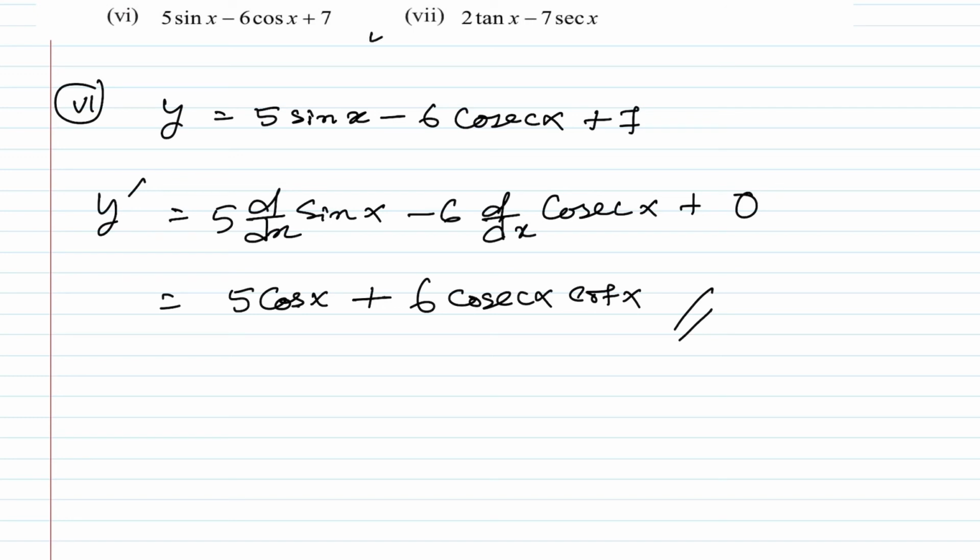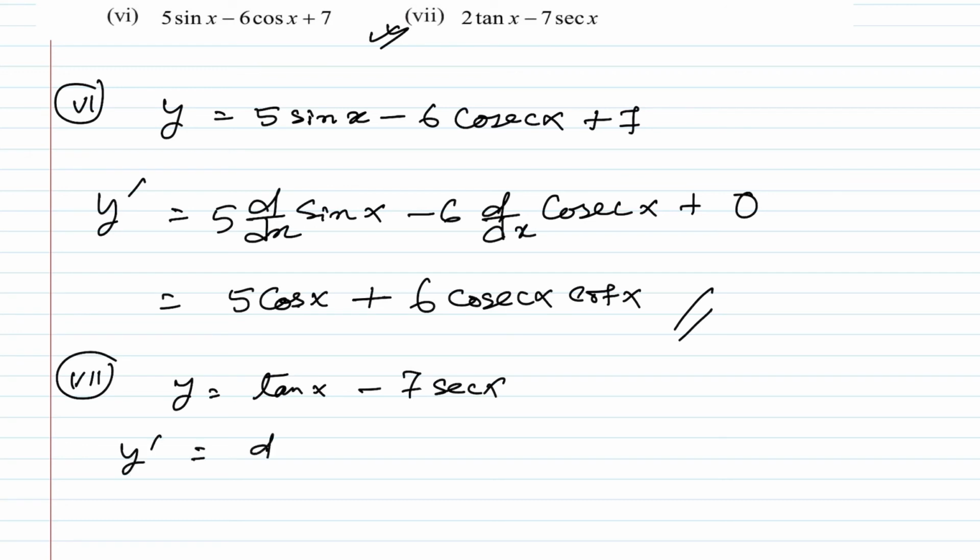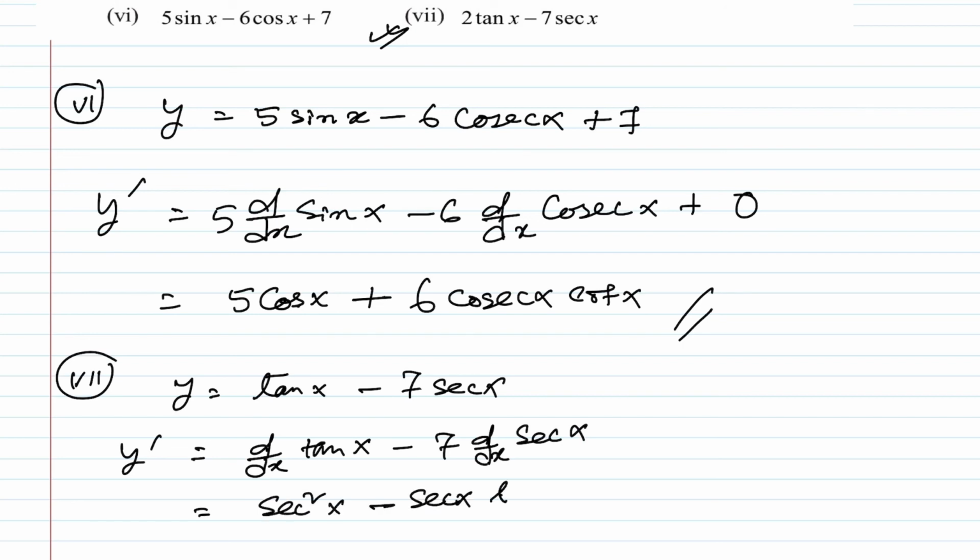Similarly we can solve number 7 as well. Number 7 of question number 11, y is equal to 10 tan x minus 7 sec x. So derivative of this is 10 derivative of tan x minus 7 derivative of sec x. So derivative of tan x is sec square x, and derivative of sec x is sec x tan x. So here 10 sec square x minus 7 sec x tan x. Okay, this is our answer. That's how we can solve. So this exercise is complete.